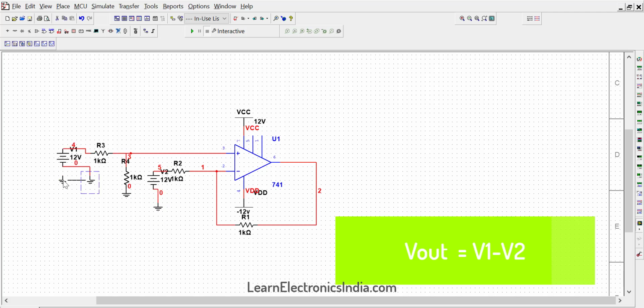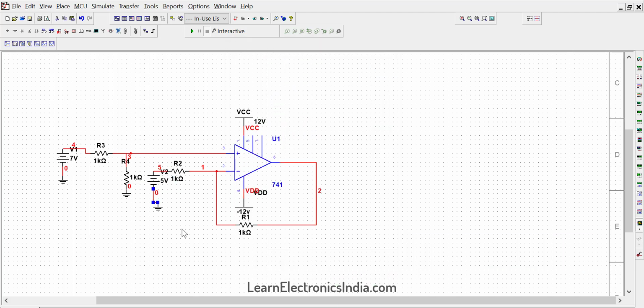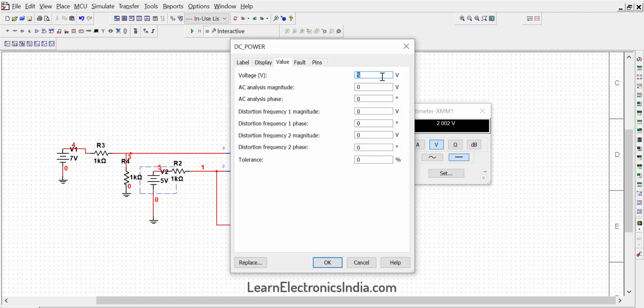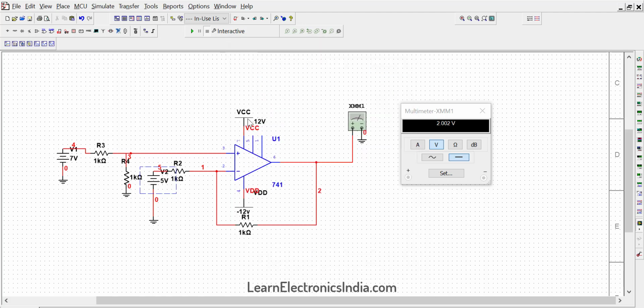Now let's set V1 as 7 volts and V2 as 5 volts and run the simulation. We can observe from the output of the multimeter that the output voltage is 7 minus 5, that is 2 volts. We can change the value of input voltages and observe the output.